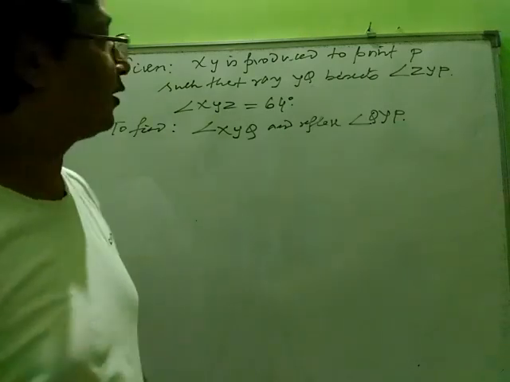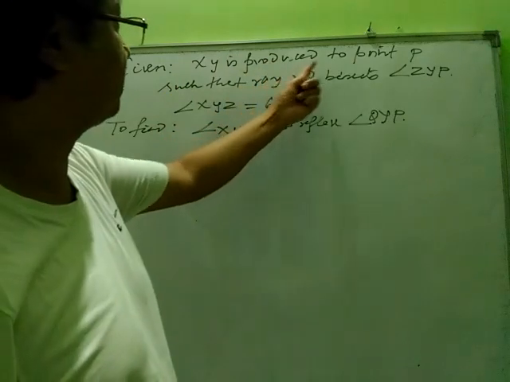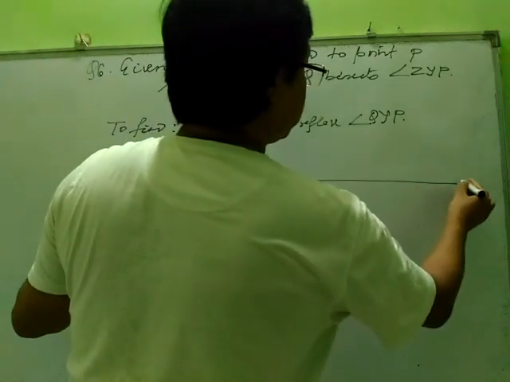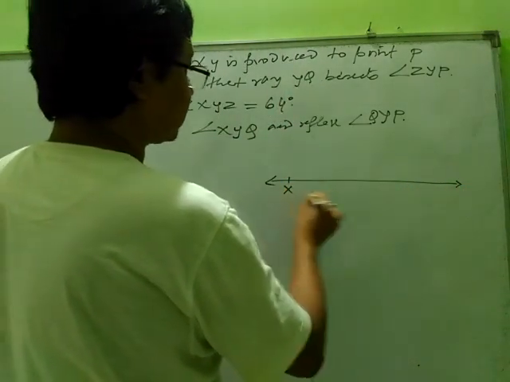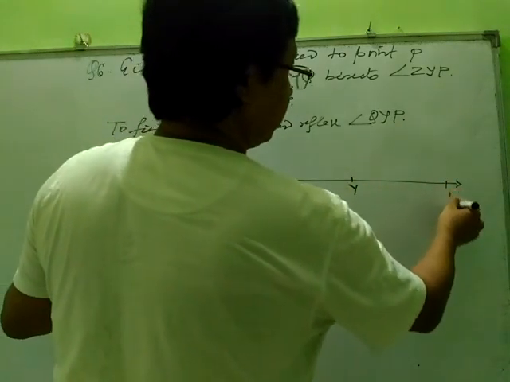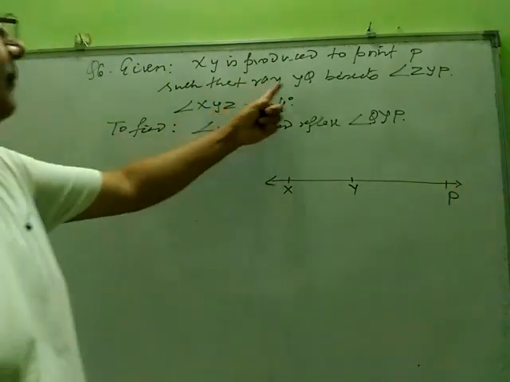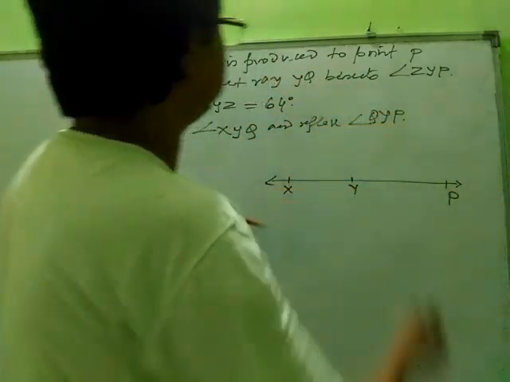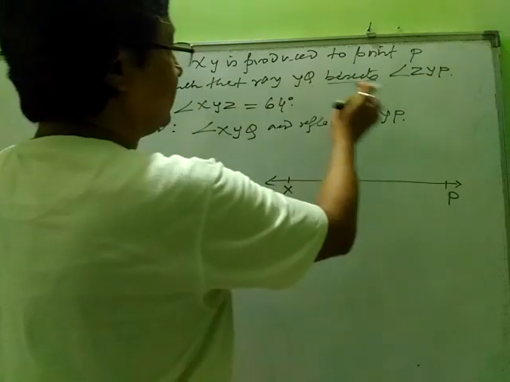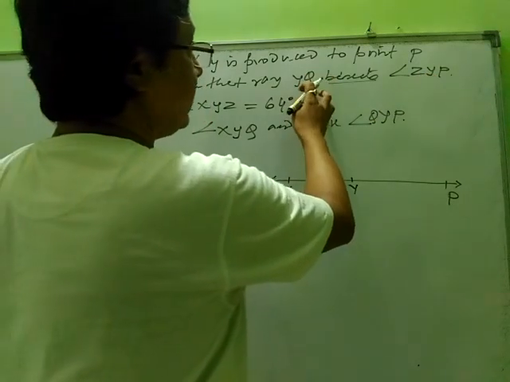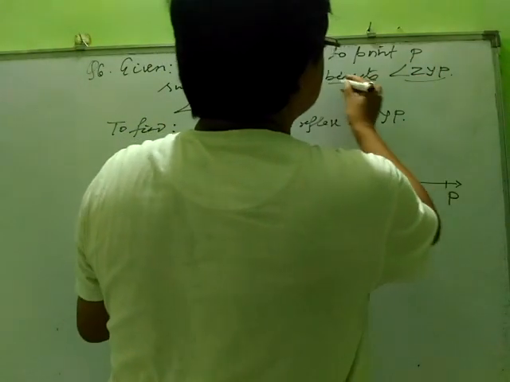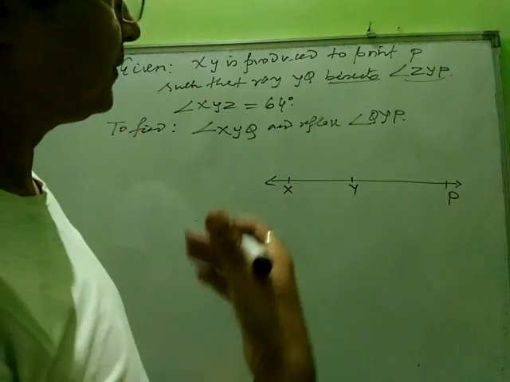Here the drawing is not given, so you just read the statement properly. XY is produced to point P. Say this is X and this is Y. XY is produced to point P such that ray YQ bisects angle ZYP. Bisects means the ray YQ divides the angle ZYP into two equal parts.